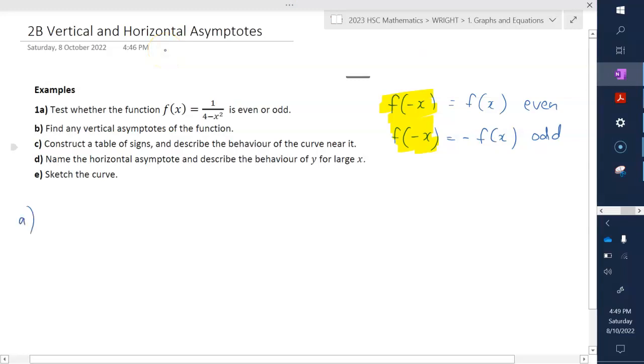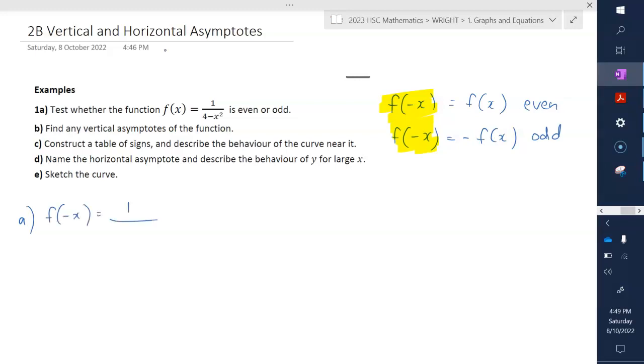Okay, so f of x is 1 over 4 minus x squared. F of minus x is going to be 1 over 4 minus, wherever there's an x, we're going to put a minus x. So let's see what we've got. We've got 4 minus x squared, or anything minus, squared, is just itself without the minus, so it's going to be 4 minus x squared like that. So what we end up with is the function itself.